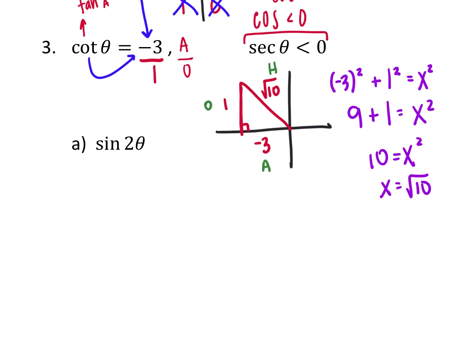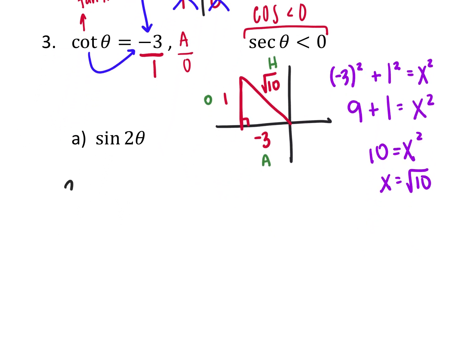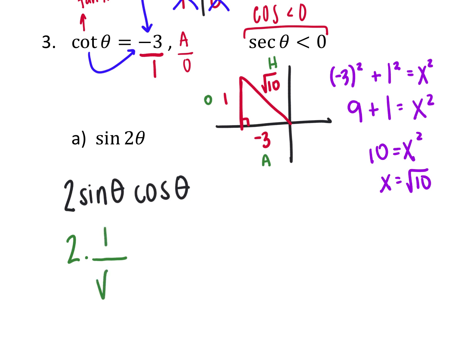All right, now that we've built our triangle, we can find the sine of 2 theta by using that same formula as the page before. 2 times the cosine of theta times the sine of theta. So we'll have 2 times the sine would be the opposite over the hypotenuse. So 1 over the square root of 10 times the cosine would be the adjacent over the hypotenuse. So we get -3 over the square root of 10.